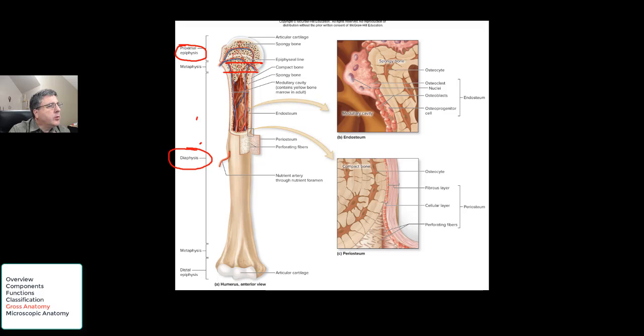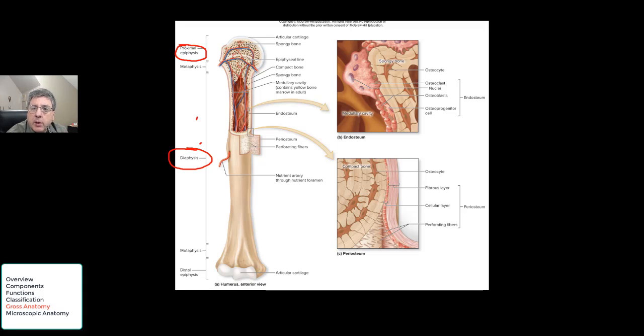Okay? So you can see this line right here, okay? You can see that line, so let me get rid of that color again. You can see that line, that's known as the growth plate or the epiphyseal plate. The epiphyseal plate is your growth plate, and that allows for the bone to lengthen.